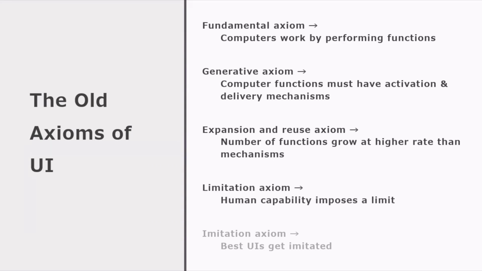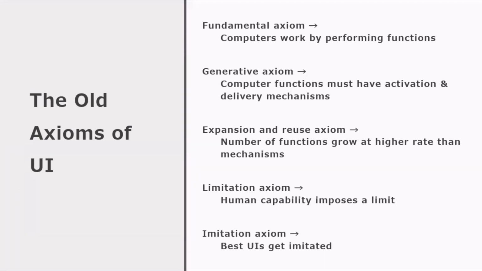Then we have the limitation axiom. This refers to human capability that actually imposes a limit in the number of controls and the number of elements of a user interface. And no matter how you accommodate or reuse or reorganize the different elements of the user interface, you will always be limited by the human capability to understand those functions and to utilize those functions. And beyond that, functions in the computer or elements in the user interface will simply become invisible to the user.